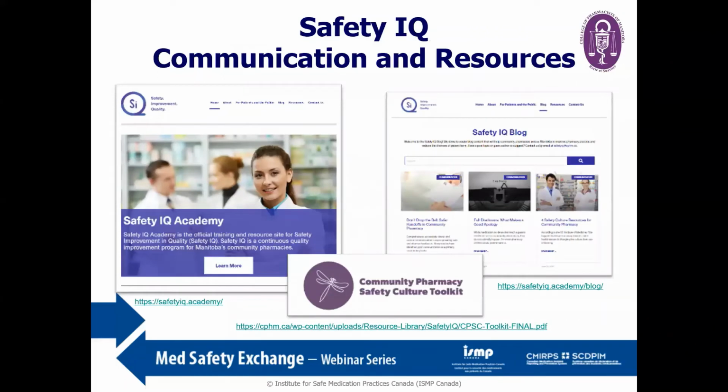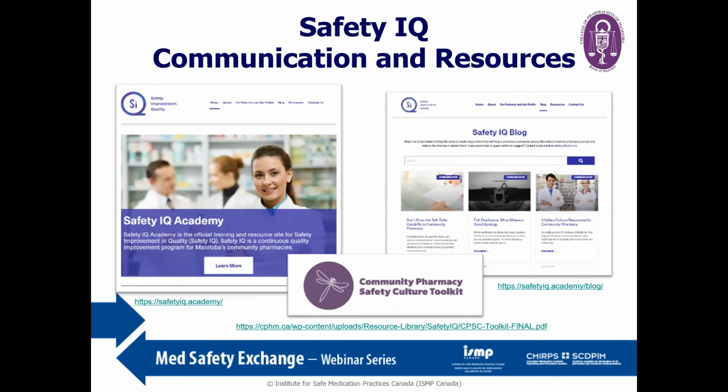Continuous quality improvement and safety culture are concepts that may not be well understood. The college developed resources to support pharmacy managers and to educate and engage pharmacy professionals in the Safety IQ program. Patient safety is really each pharmacy team member's responsibility. The Safety IQ Academy is a dedicated Safety IQ website for pharmacy professionals and patients. It can be used as a training tool for pharmacy staff to learn and access resources related to Safety IQ, as well as the proper disclosure of medication incidents to patients or caregivers.